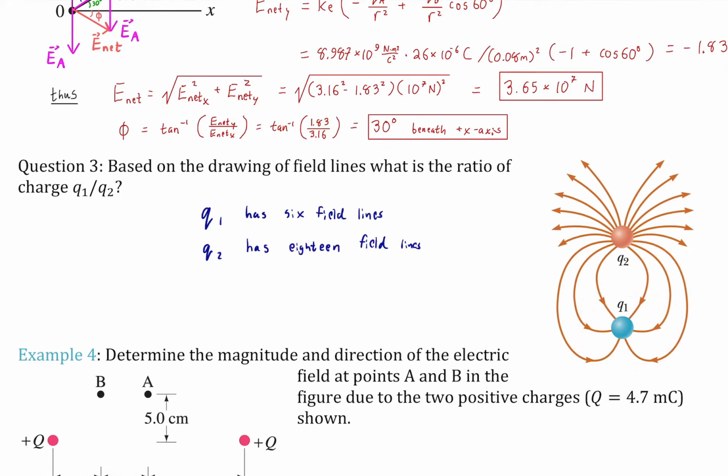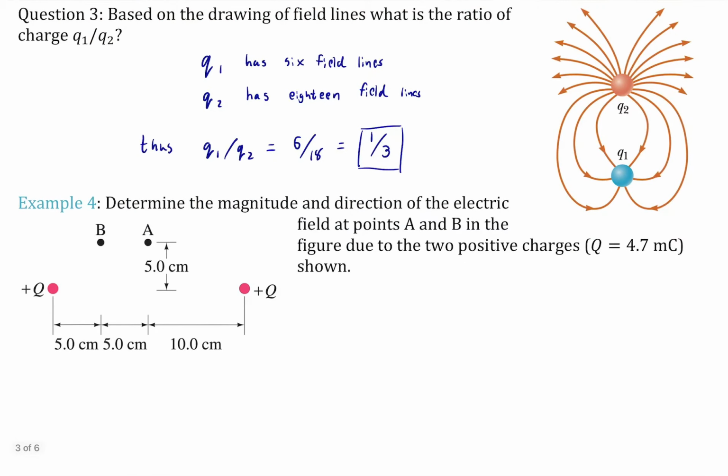Okay, so then if you look, you have 6 over 18, which is 1 over 3. Q1 is 1/3 as strong, has 1/3 as many coulombs, 1/3 as much charge as Q2. Simple as that, just count the field lines. All right, that's how they have to be drawn.